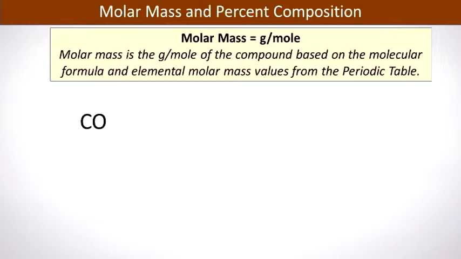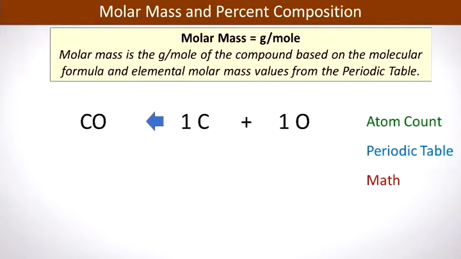To show you how to carry out the calculation, we're going to use carbon monoxide as our example. To do this calculation, we need three pieces of information. We need the atom count, we need gram per mole, molar mass, of the particular elements from the periodic table, and then we need to set up a mathematical equation.